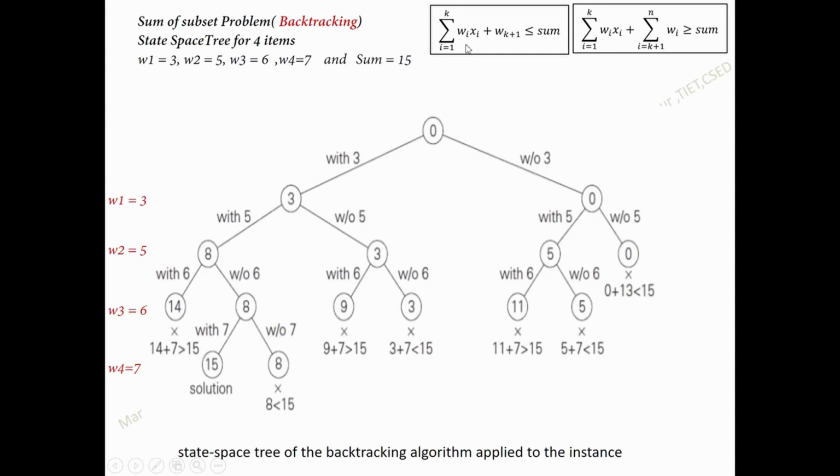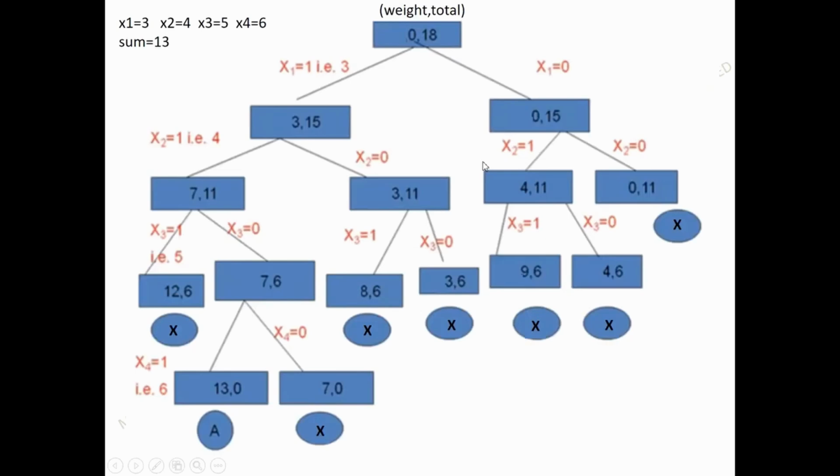The mathematical way to represent the same is: the summation of wixi from i equals 1 to k, plus the immediate next node w(k+1), should be less than or equal to the required sum value. If it exceeds that, this becomes a non-promising node. Like this is a non-promising node which is violating this condition. Now taking one more example.